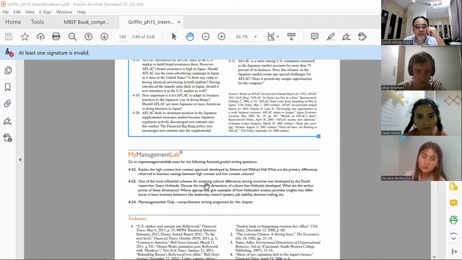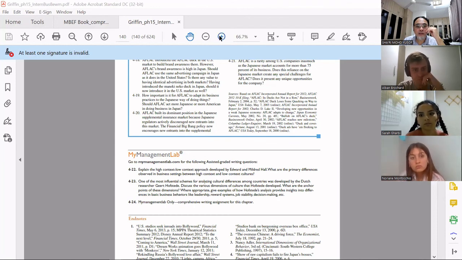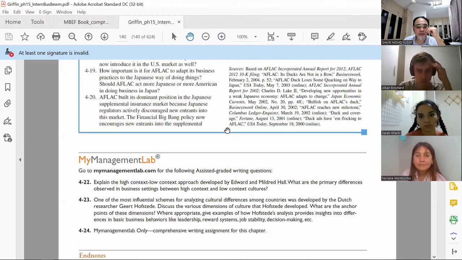One of the most influential schemes for analyzing cultural reference was developed by Hofstede. We discussed the various dimensions. What are the anchor points of this dimension? Where appropriate, give examples of how Hofstede's analysis provides insights into differences in basic business behaviors like leadership, reward system, job stability, decision making, and so on. So this is the assignment for this week, question 4.23.